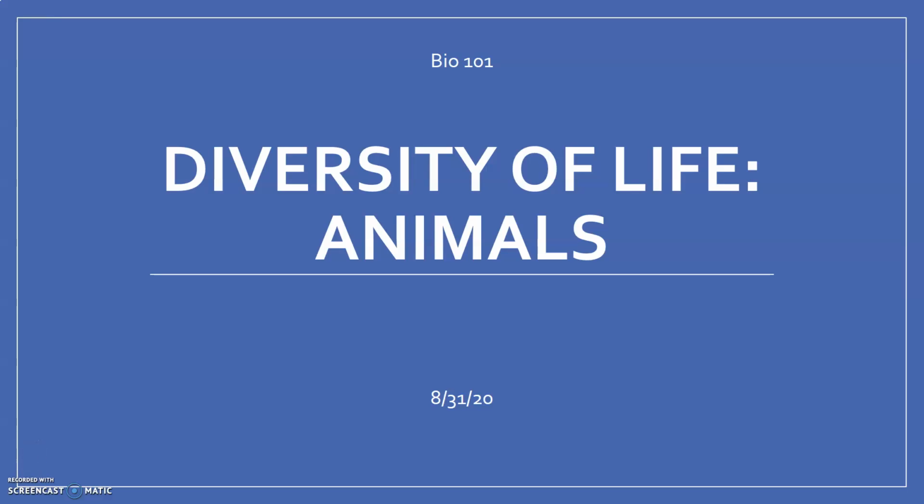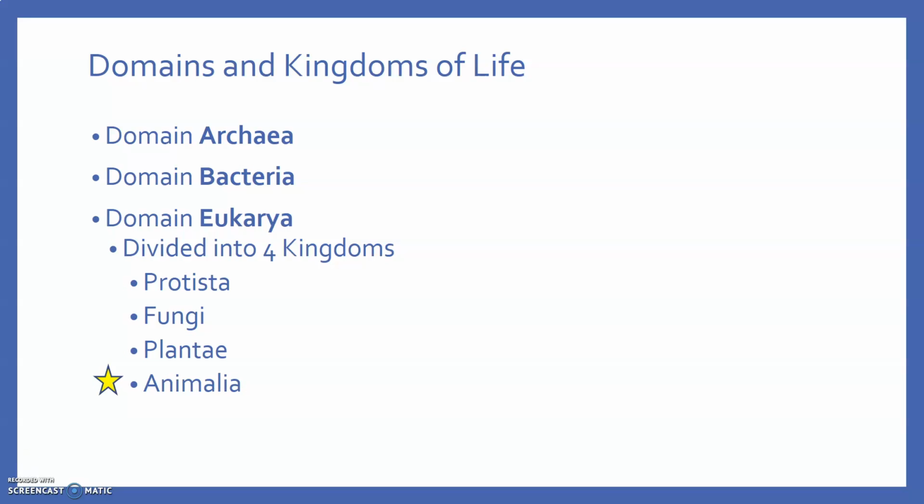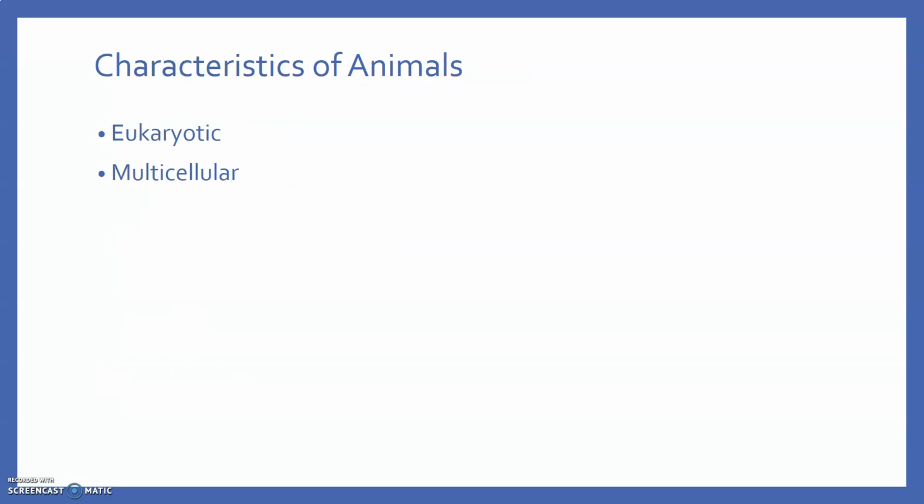This is the first portion of a lecture on the diversity of kingdom Animalia from August 31st, 2020. We've already talked about the different domains listed here, so domain Archaea and Bacteria, and we've been making our way through domain Eukarya, or the eukaryotes, and we've talked about fungi and plants and what makes them unique as kingdoms. We're going to talk a little bit about Animalia, or the animals, today.